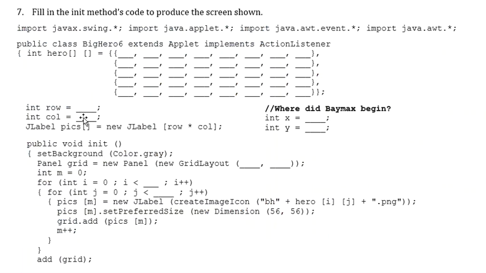Rows we decided were 5, columns we decided were 8. Where did Baymax begin? We decided that was 0, 0. Remember not to put Baymax in the array. 1 does not go there. That's a 4. Okay, so then we're going to put our row column here and row column here.